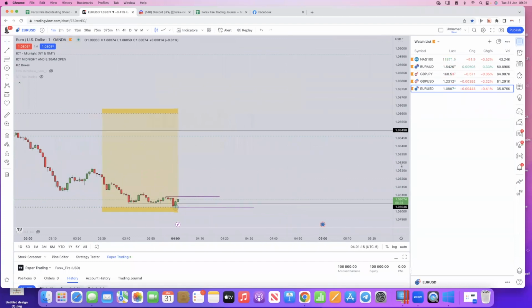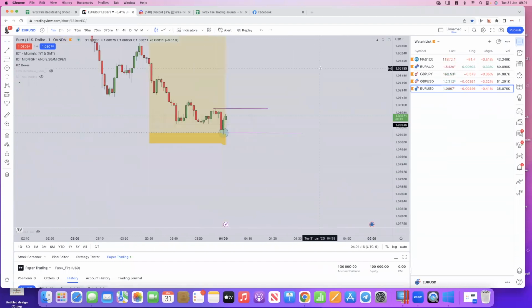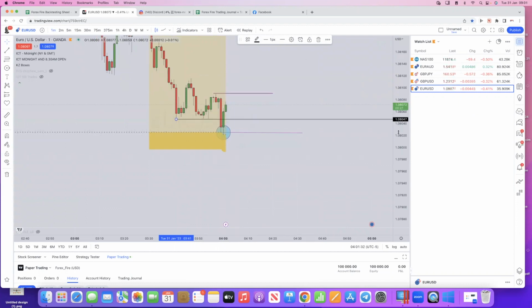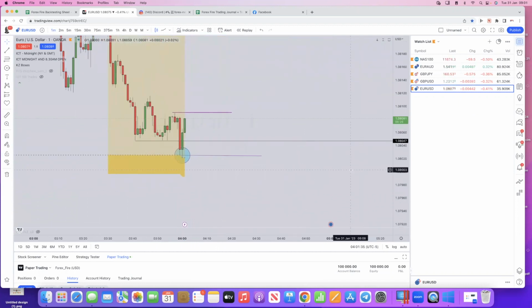Same procedure on the Euro USD. Again, we've had this low taken out with a liquidity grab. We're now waiting for the previous lower high to be breached. And again, it's as simple as that, guys.